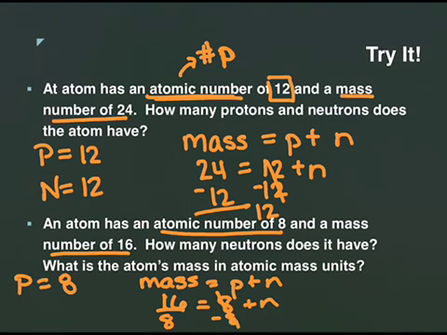So we can solve for neutrons by subtracting 8 from each side. I did it again, didn't I? Subtract 8. And so we get that there's 8 neutrons as well.